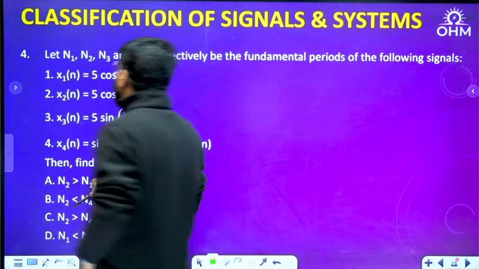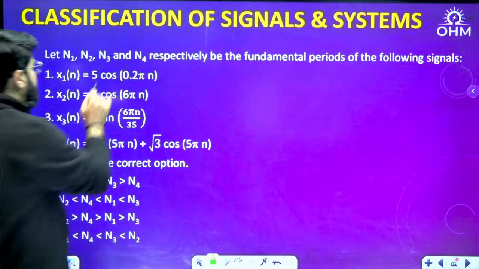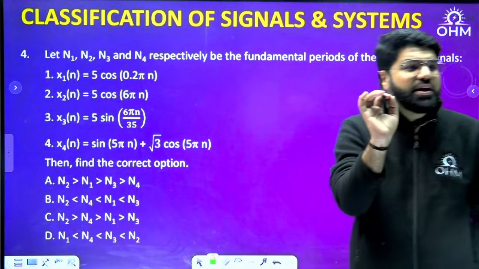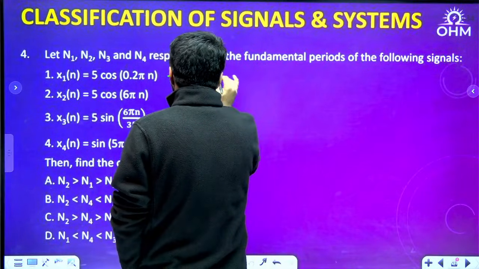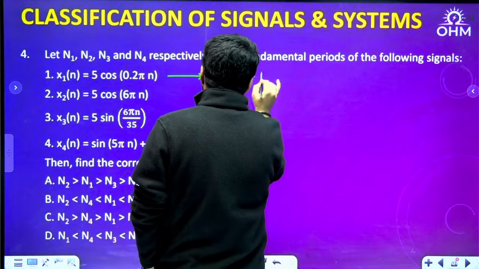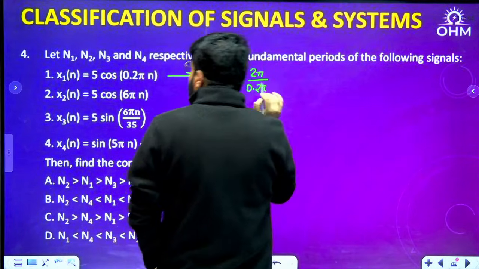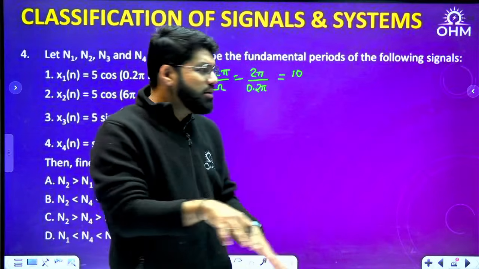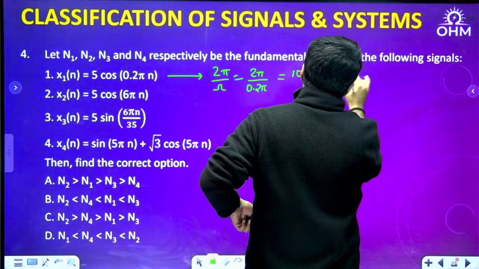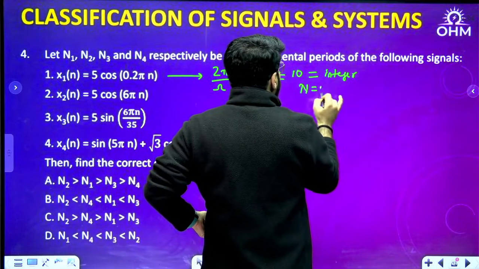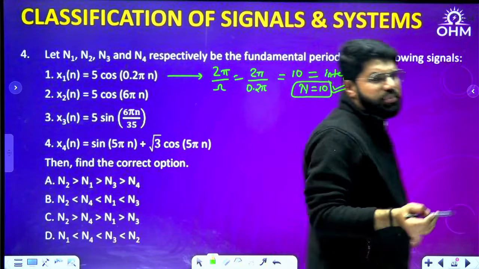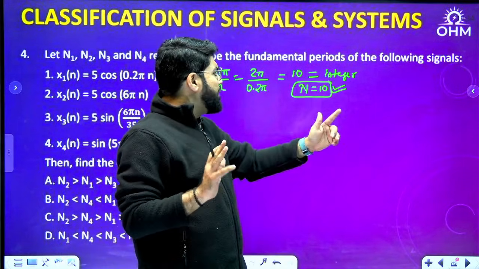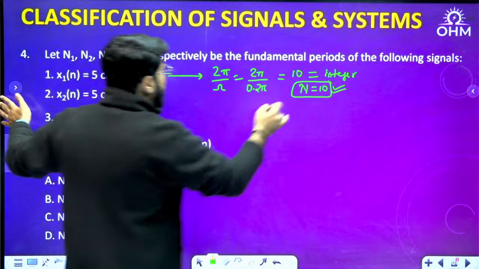See, what is x1[n]? It is 5 cos 0.2 pi n. Never say that the time period is 2 pi by omega blindly. First check whether 2 pi by omega is rational or not. For the first signal, 2 pi by omega is 2 pi upon 0.2 pi. Pi and pi cancel, and 2 upon 0.2 is 10. Now 10 is not only rational, it is directly an integer, since 10 means 10 by 1. If you get 2 pi by omega directly as an integer, then that is the acceptable time period, because the condition on a discrete time period is that it has to be integer valued. So directly that itself is the answer, no trouble. So N1 equals 10.